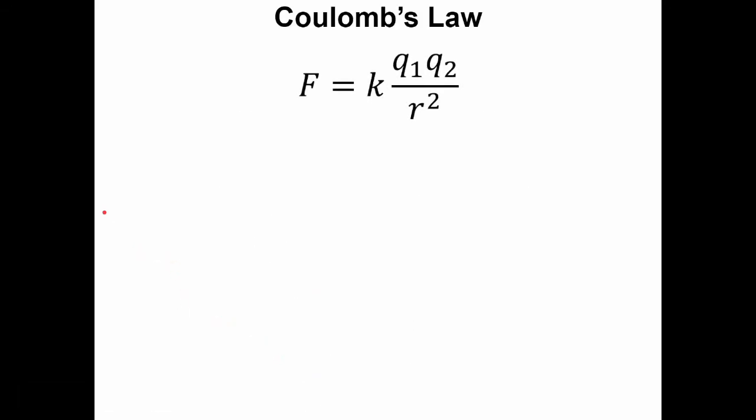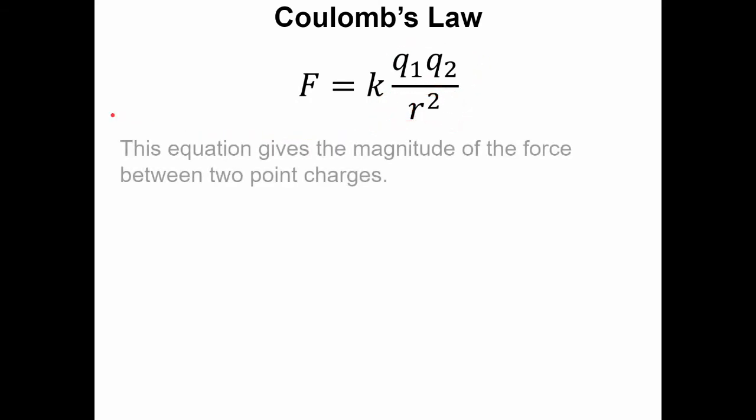Coulomb's law is this equation here. The force can be calculated by taking k, which is a constant, multiplied by the two charges involved, divided by the distance between them squared. So this is the equation used to give the magnitude of force between two point charges.